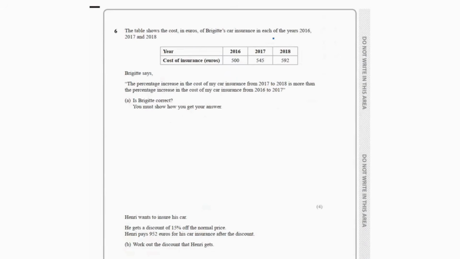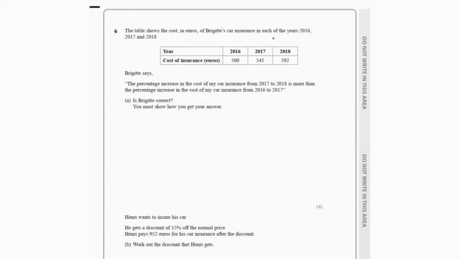Then percentages. Percentages is also a very common topic that always tends to come. So the table shows the cost in euros of Bridget's car insurance in each of the years 2016, 2017, and 2018. Bridget says that the percentage increase in the cost of my car insurance from 2017 to 2018 is more than the percentage increase in the cost of my car insurance from 2016 to 2017. Is Bridget correct? You must show how you get your answer.